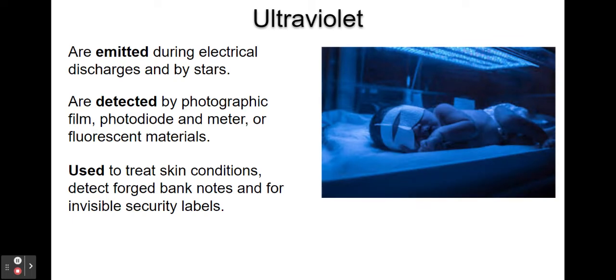This picture here is actually showing a newborn baby who was born with a condition called jaundice, and they are placed under a UV lamp to treat that condition.